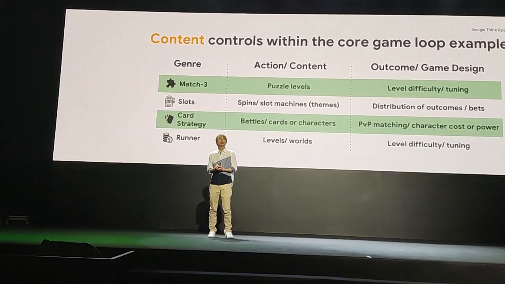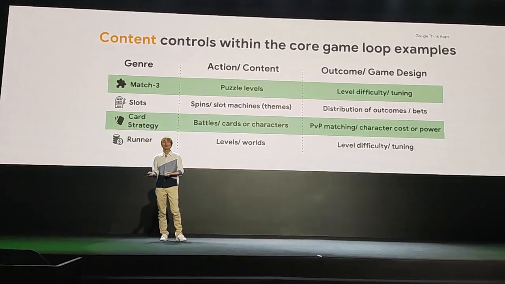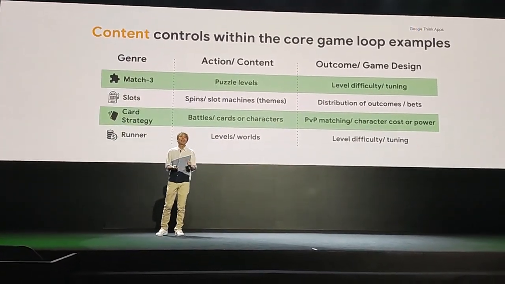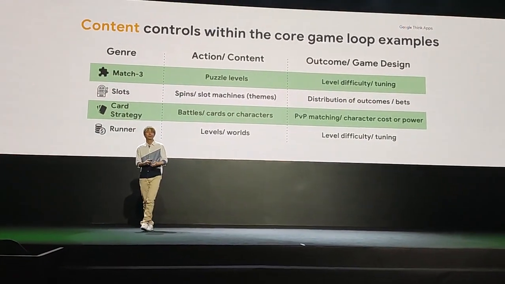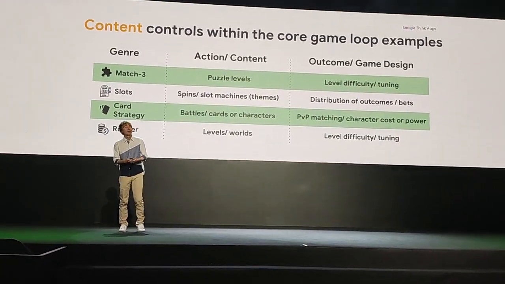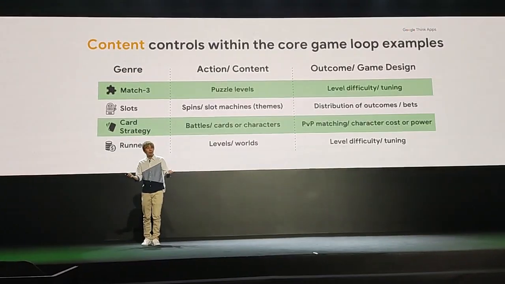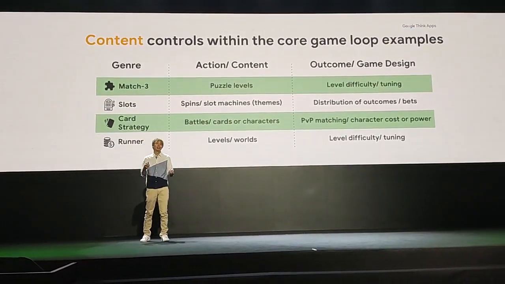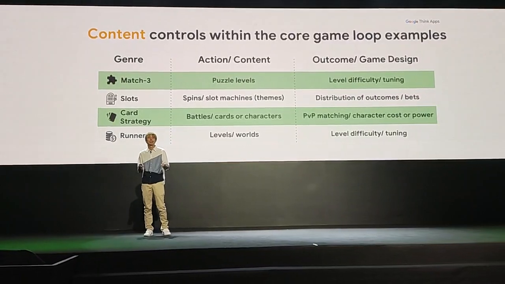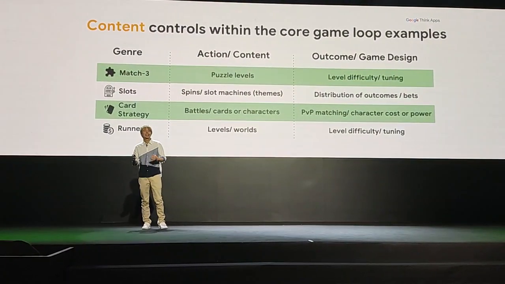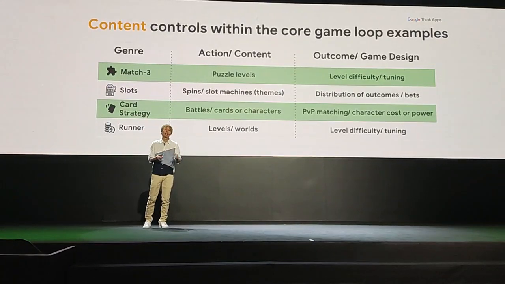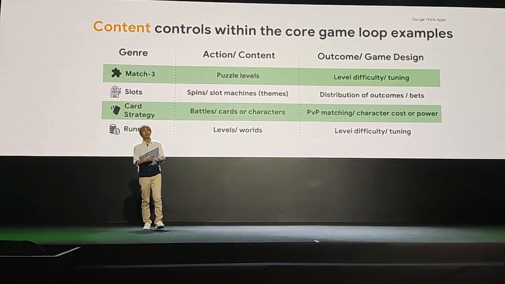Now, here are some examples relating to content controls with the core game loop. Specifically, thinking about the actions of content as well as the outcomes that you ultimately have control over. So let's go over one example, match 3. Everyone's probably familiar with match 3. It has a puzzle-solving element as the core gameplay loop, which players will do over and over again, and the level of difficulty increases as the game progresses. So the more you play, the harder the puzzles get.